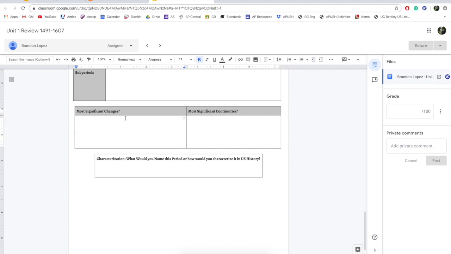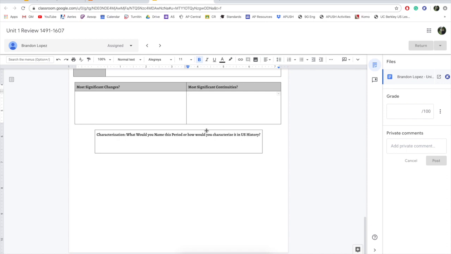Here we have changes and continuities. So what's changing in this time period, what is staying the same? Again, this is good for it says like what's a historical situation, what is a historical development. This can kind of help you out with that.